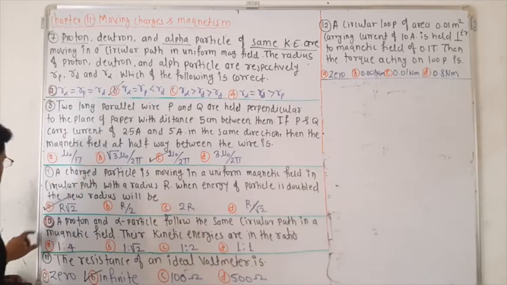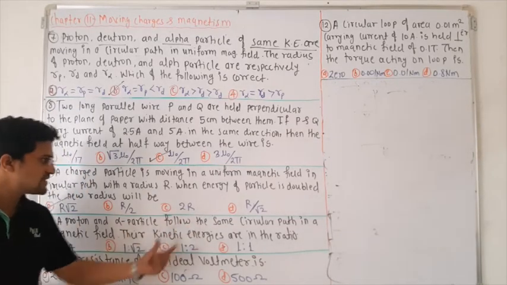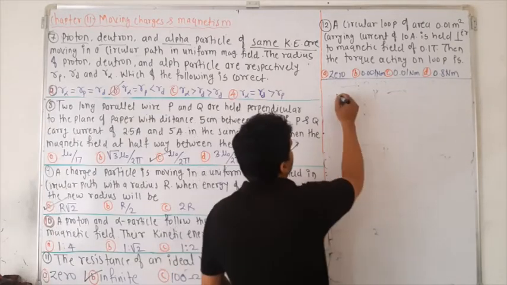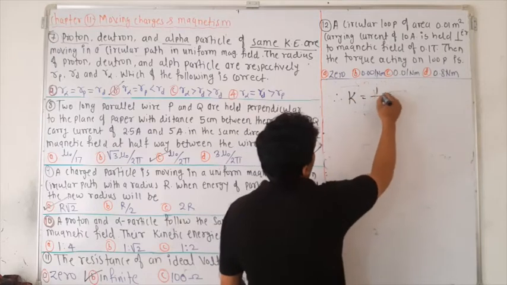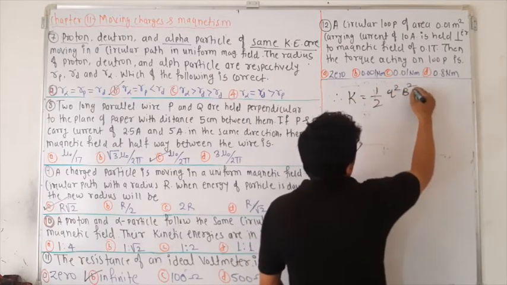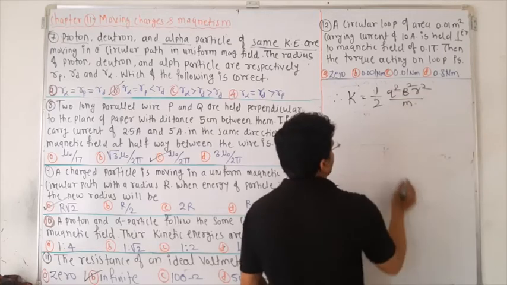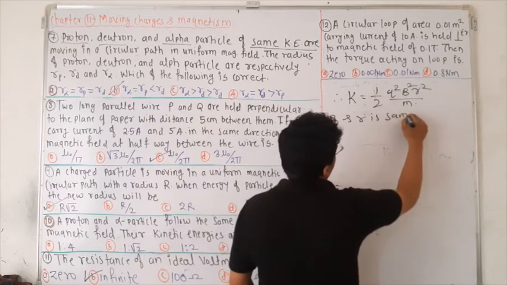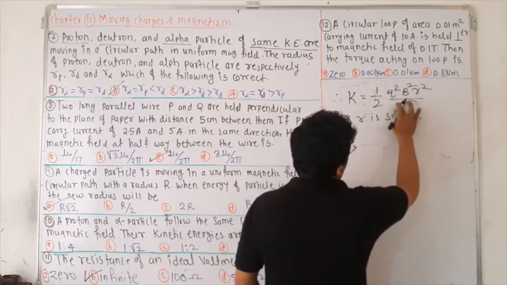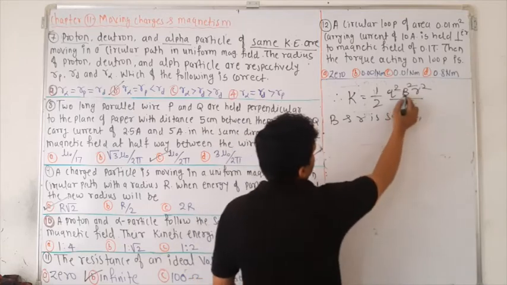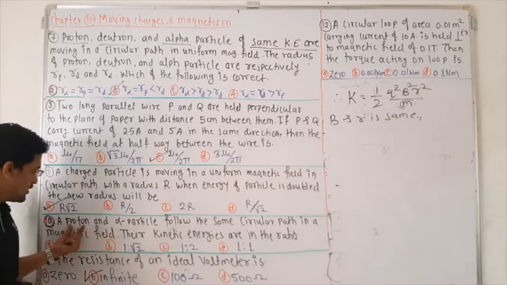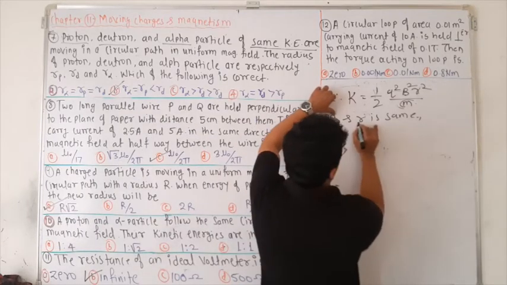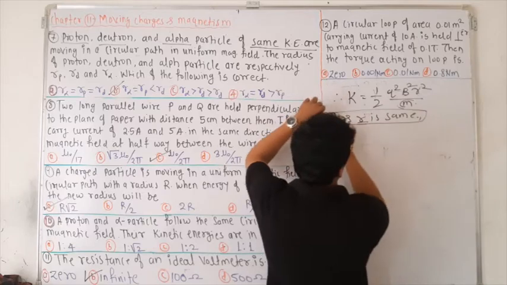Take question number 10. A proton and an alpha particle following the same circular path in a magnetic field, their kinetic energies are in the ratio. We know kinetic energy is given by half q square b square r square divided by m. Here b and r are the same, and of course mass will be different. Same circular path means if the magnetic field is same, then r will be same. So there is no change in b and r.